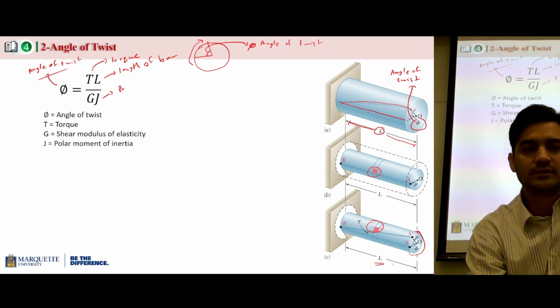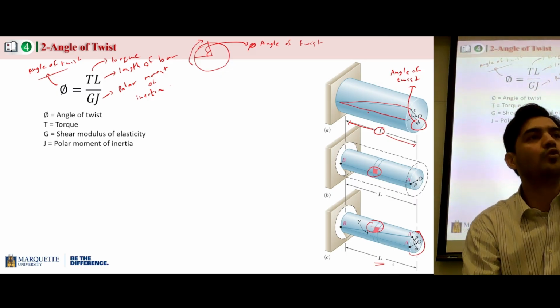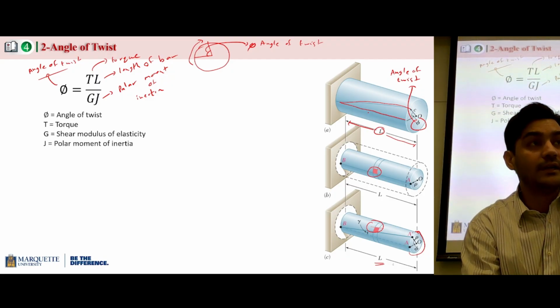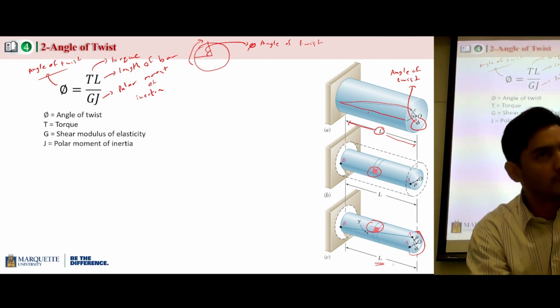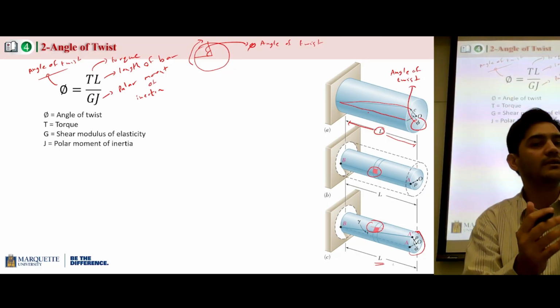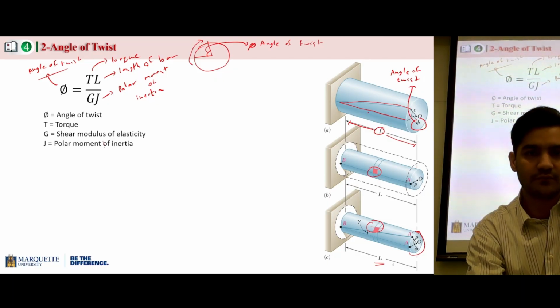This is polar moment of inertia. So this is a moment of inertia, but this is a polar moment of inertia. So moment of inertia is a geometric property which you have studied in mechanics, in statics. So polar moment of inertia is also a type of moment of inertia, but moment of inertia actually resists bending. So polar moment of inertia resists torsion. So that's the only difference.